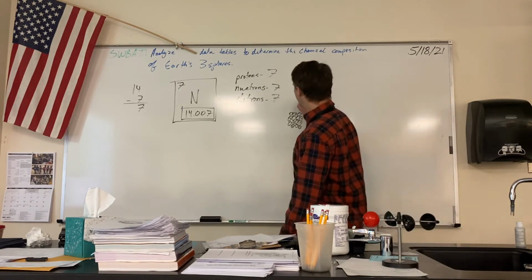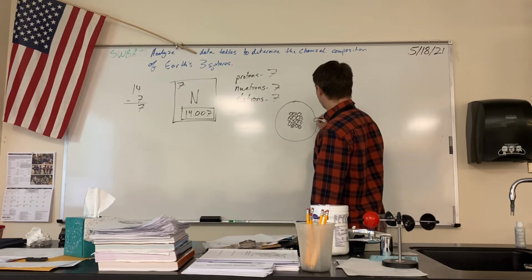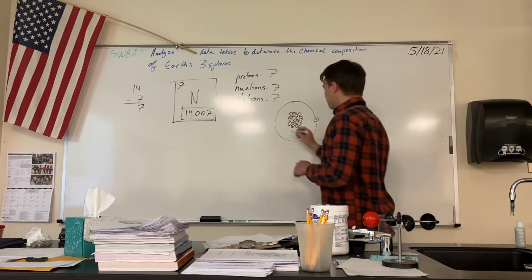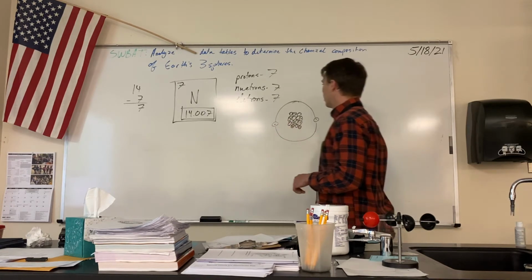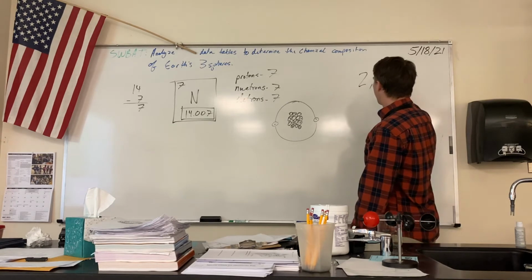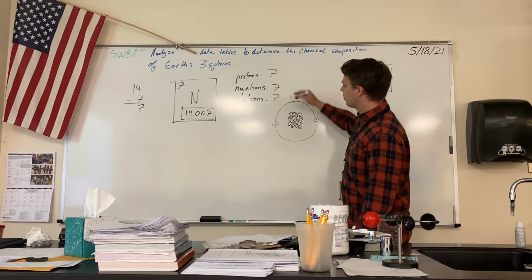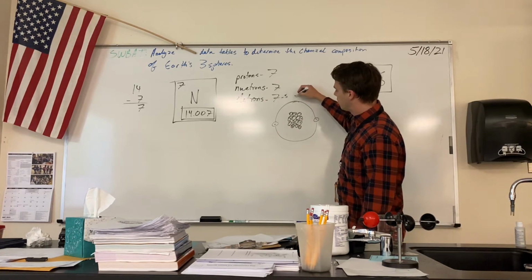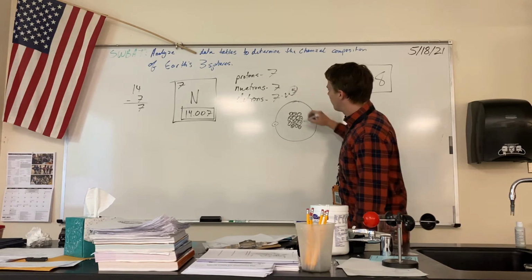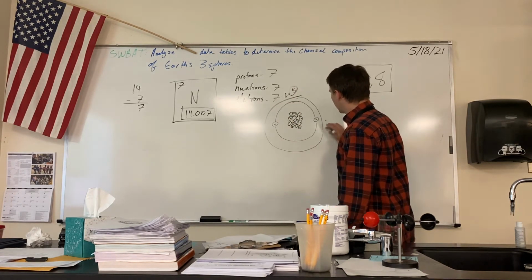Now, our first electron shell can only hold 2 electrons. 2 electrons. Right? Now, our next electron shell can hold 8 electrons. So we've already used 2. So we've used 2 of these. So I need to have, 7 minus 2, 5 electrons left. So I'm going to draw another shell around it, and I'm going to put 5 electrons on this one.